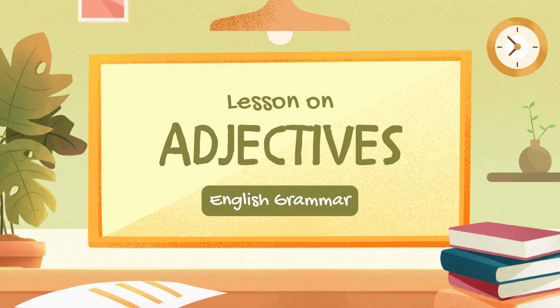And today we're diving deep into one of the most colorful parts of grammar, adjectives. Adjectives are words that describe or modify nouns, which means they tell us more about a person, place, thing, or idea. They add detail, feeling, and color to our sentences, helping us create clearer pictures in our mind. Without adjectives, our sentences would sound plain and dull.